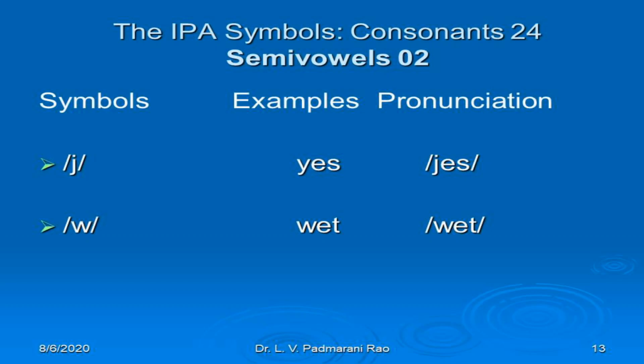And 2 semivowels in English, as we already discussed, y and w. So, y as in Y-E-S, yes, and w as in W-E-T, wet. That's right. This is a quick review of all the 44 sounds in English, which are distinguished as vowels and consonants.